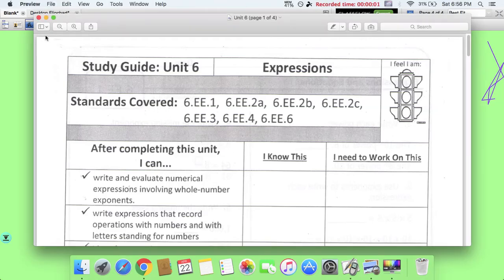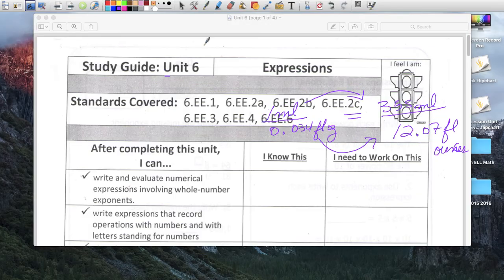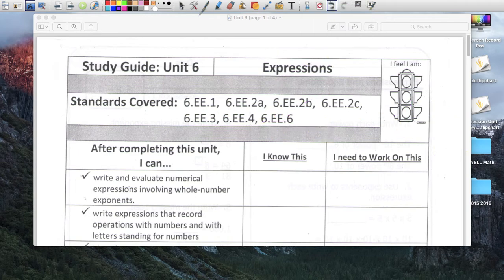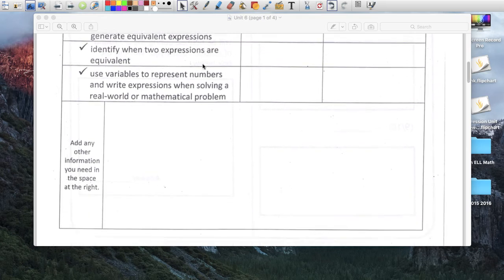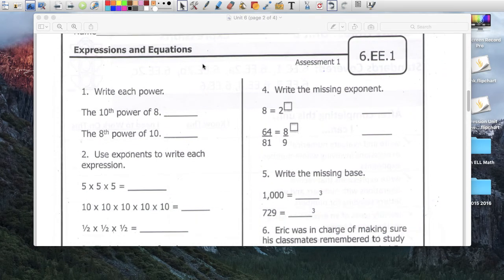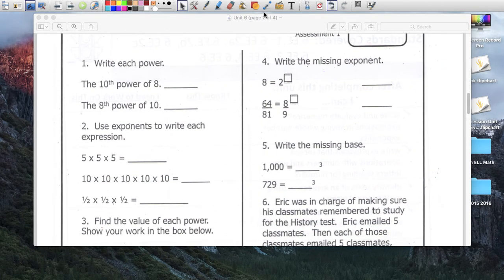And day 21, unit 6, expressions. Okay, so again, fill this sheet after you've done the questions. See how you are. Okay, so here we go.